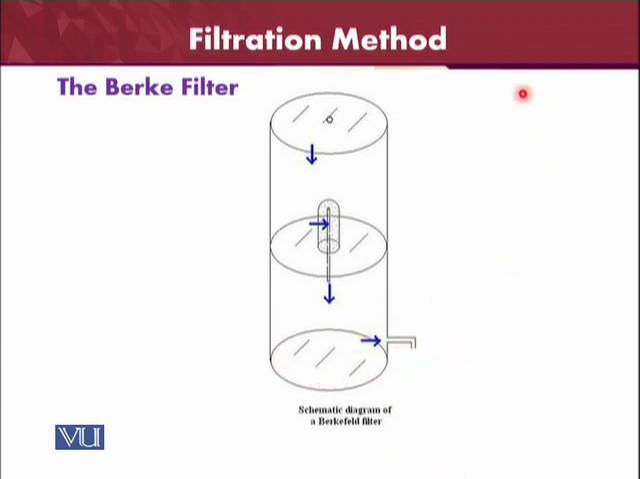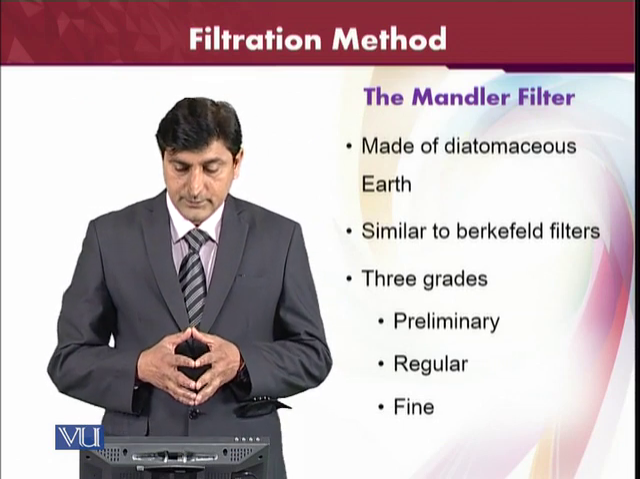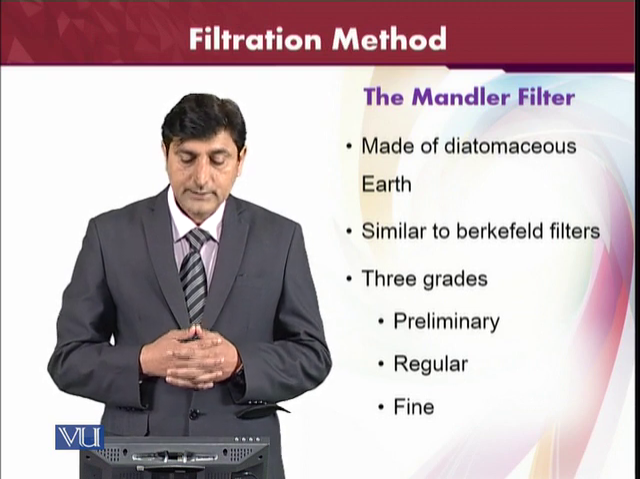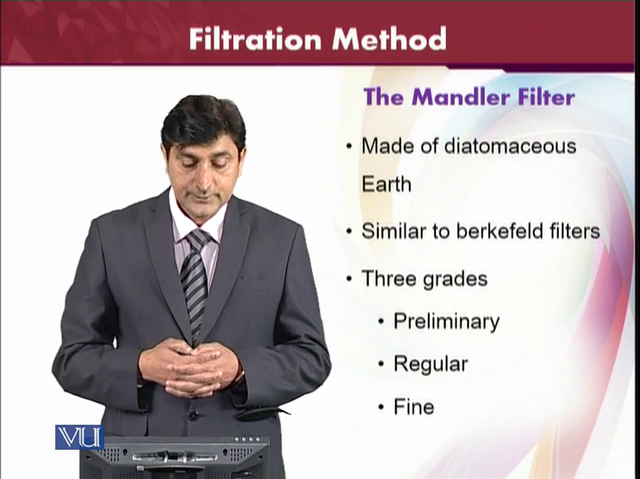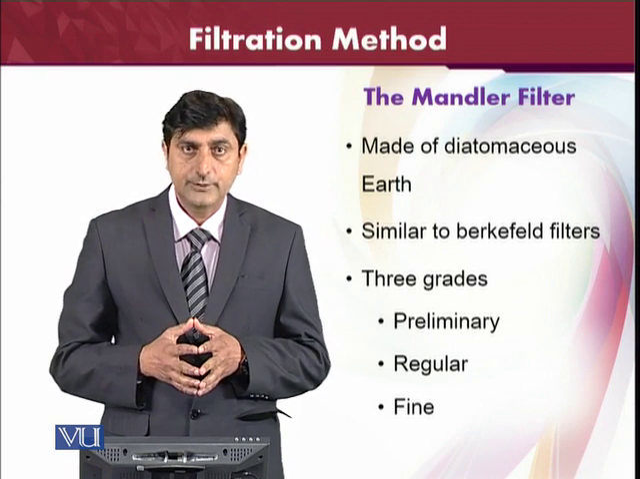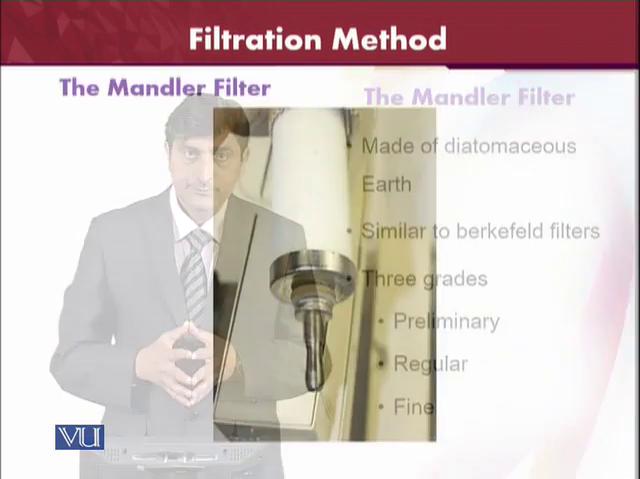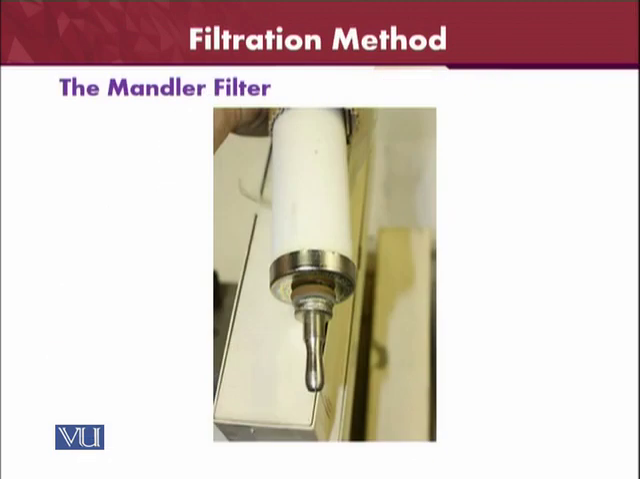Then the Mandler filter. This is again made up of the same material and is similar to the Berkefeld filters. There are 3 grades of the Mandler filters. On the basis of the pores, you can see they are 3: the regular one, the preliminary one, and the fine one. We can see the Mandler filter here. The regular one is like the normal of the Berkefeld filter. However, the fine one has the smallest pores, as you can see here in the Mandler filter.